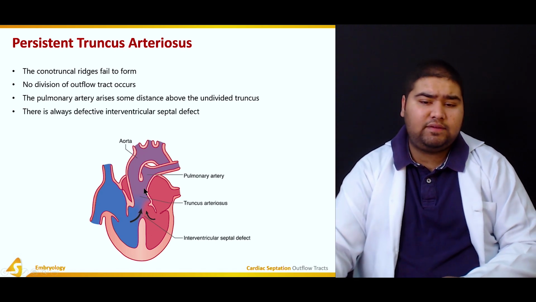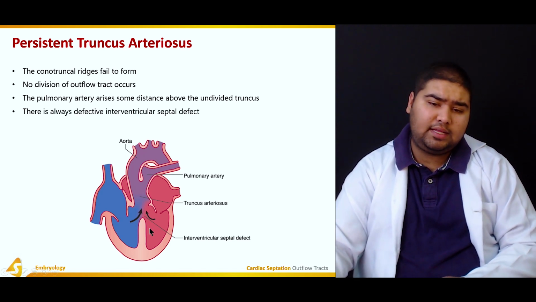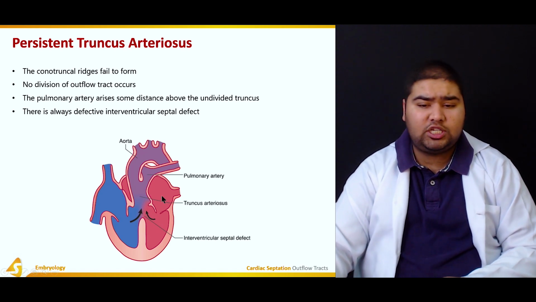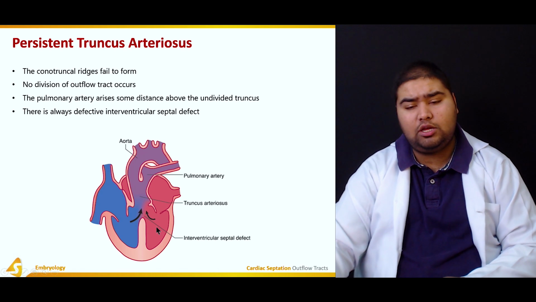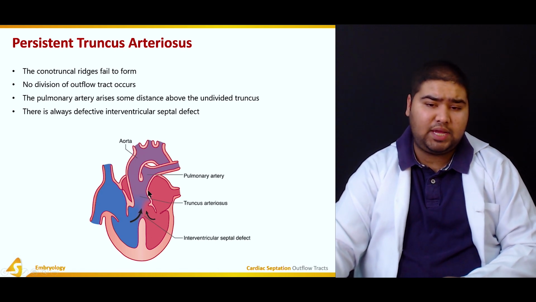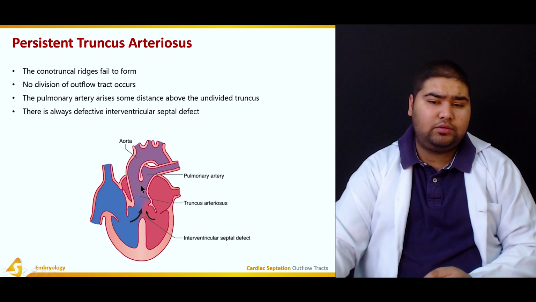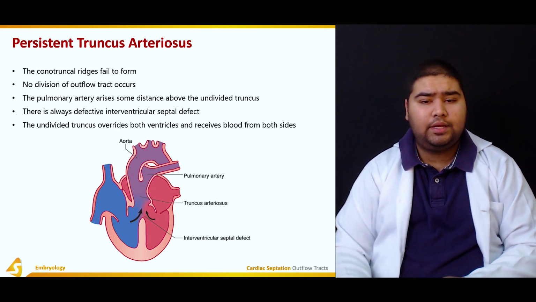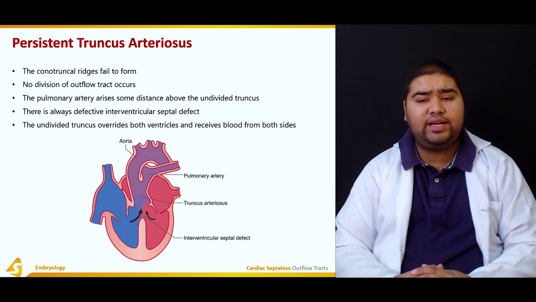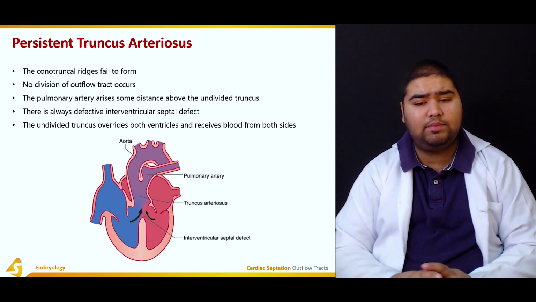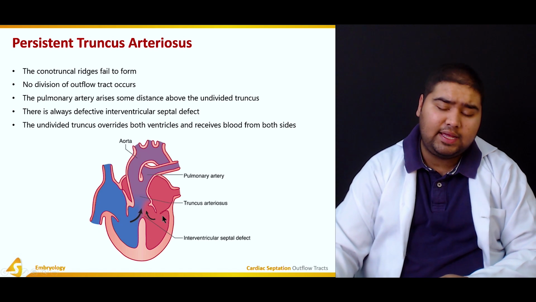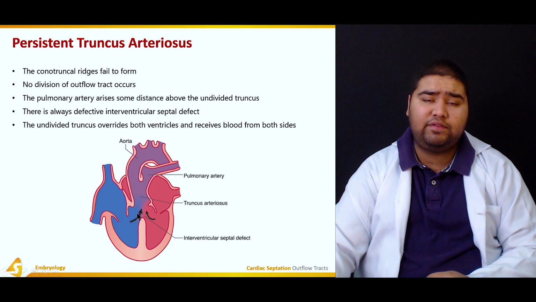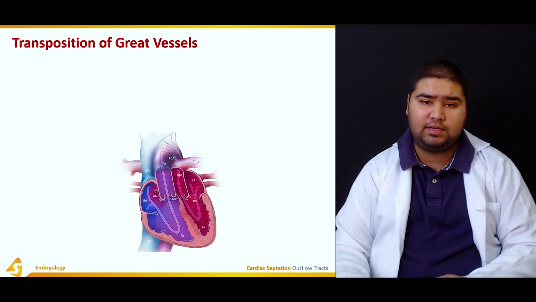There's always a defective interventricular septum. Here you can see there is a defect in the interventricular septum, as a result of which the oxygenated blood of the left side and the deoxygenated blood of the right side is being mixed and is going into the aorta as well as the pulmonary artery. This undivided truncus overrides both the ventricles and receives blood from both sides. Here it is evident in the figure. As a result, the efficiency of the heart drops significantly.